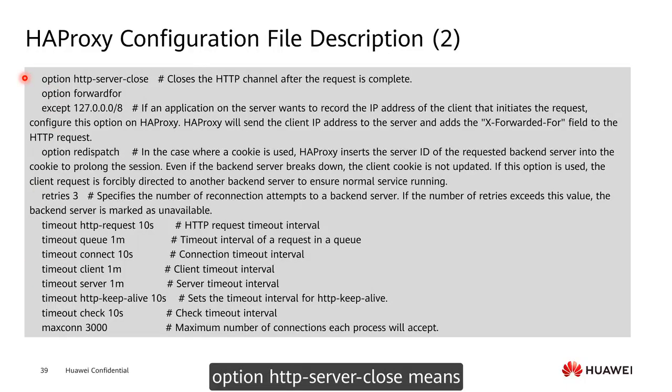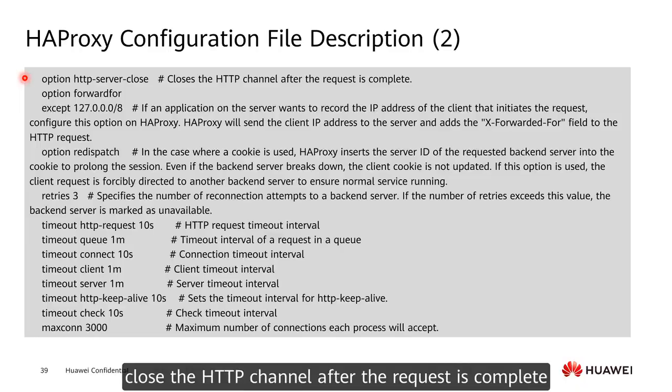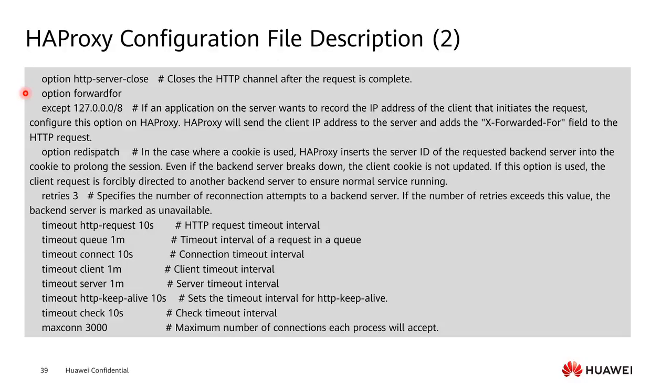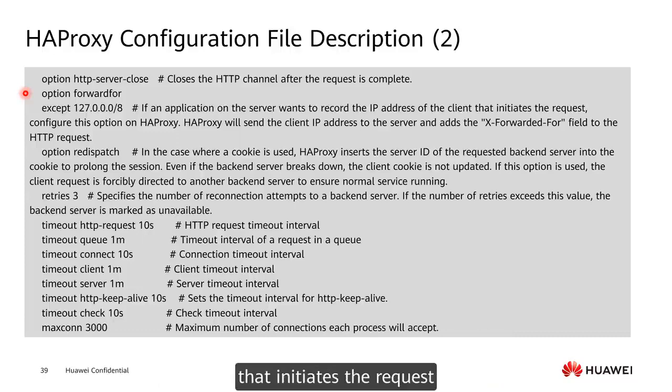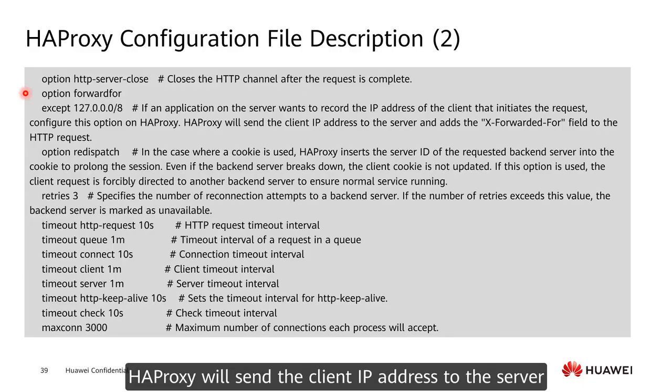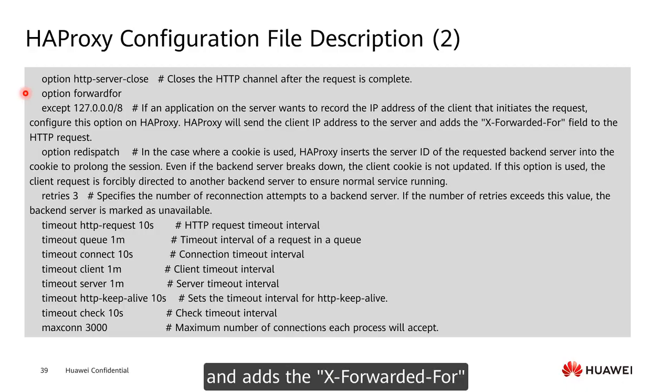Option http-server-close means close the HTTP channel after the request is complete. And option forwardfor means if an application on the server wants to record the IP address of the client that initiates the request, configure this option on HAProxy. HAProxy will send the client IP address to the server and add the X-Forwarded-For field to the HTTP request.